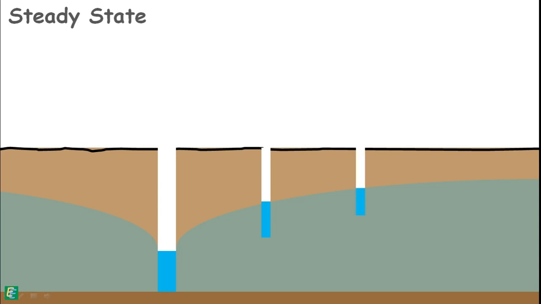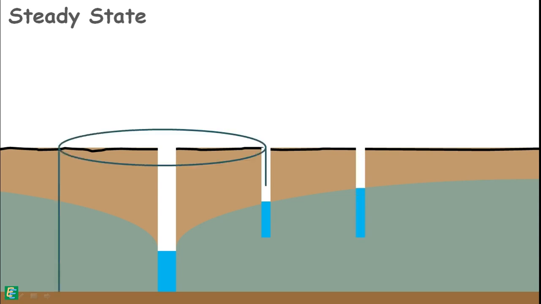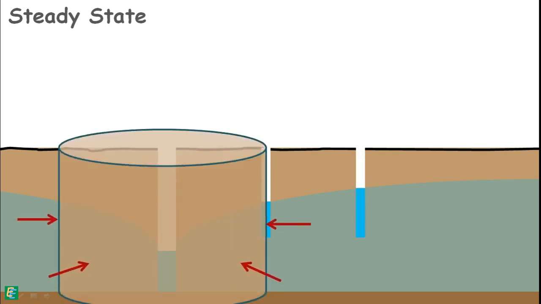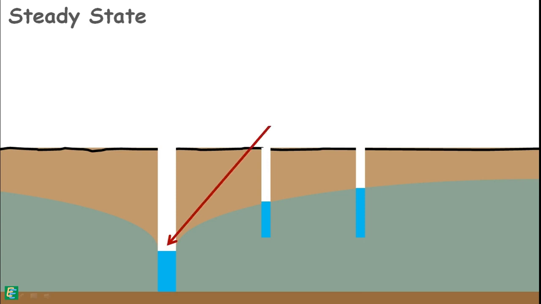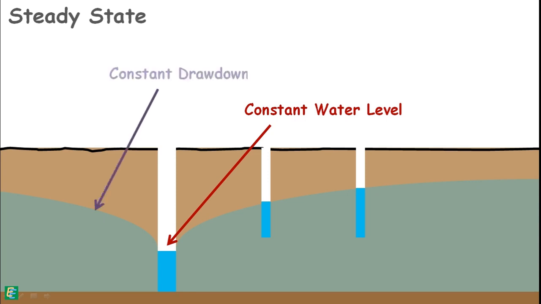So, the rate of water radially crossing this cylindrical surface is equal to the rate of water entering into the well. And that is also equal to the rate of inflow water from this cylindrical surface. At this state, the water level in the well will not change. In such a state, the drawdown curve becomes constant and the water level in the observation wells also becomes constant.